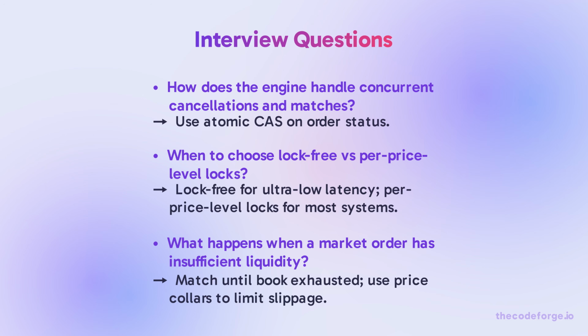Let's run through some common interview questions. How does the engine handle concurrent cancellations and matches? Use atomic CAS on order status. When to choose lock-free vs per price level locks? Lock-free for ultra-low latency, per price level locks for most systems. What happens when a market order has insufficient liquidity? Match until the book is exhausted. Use price collars to limit slippage.